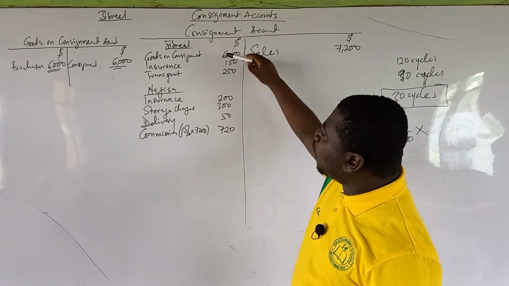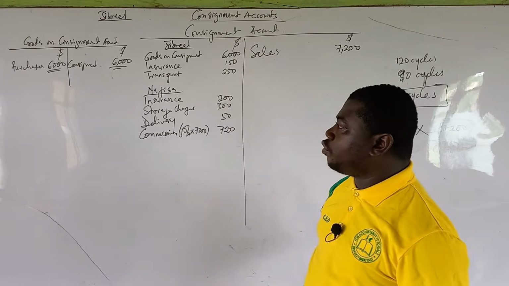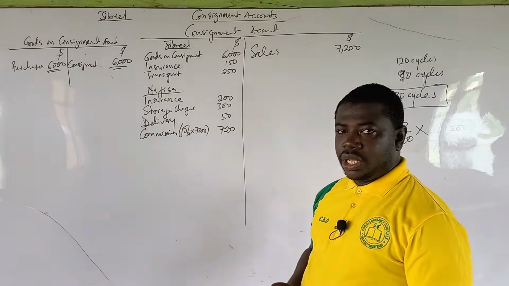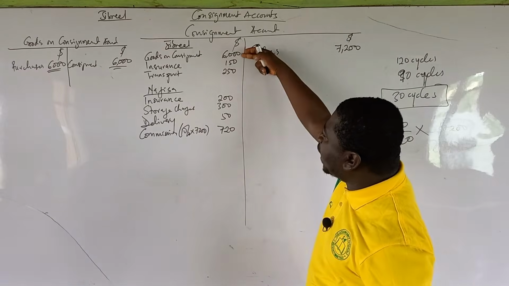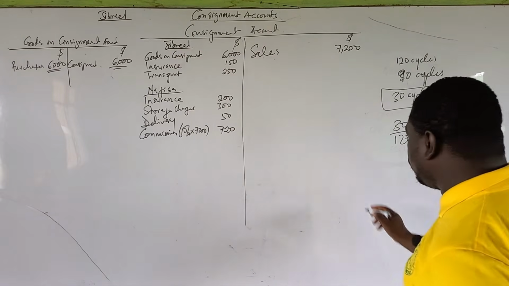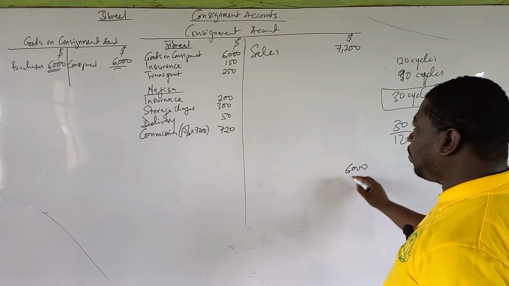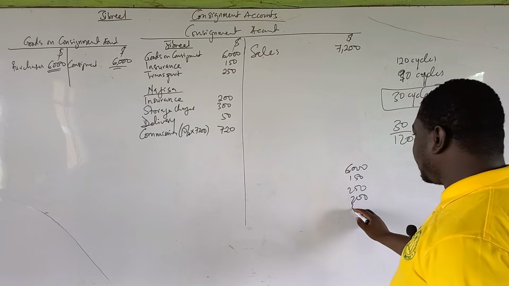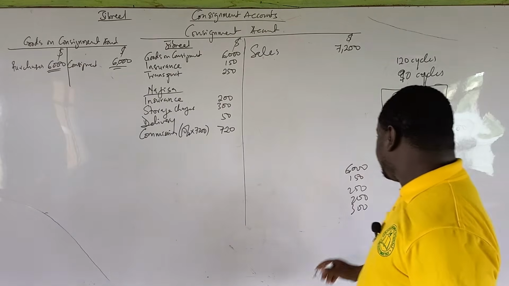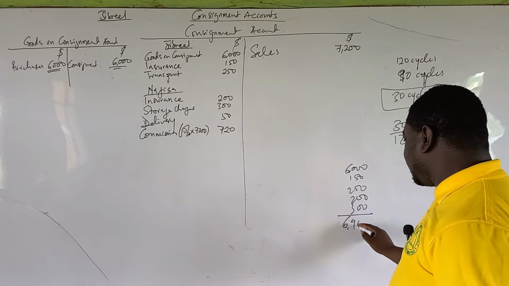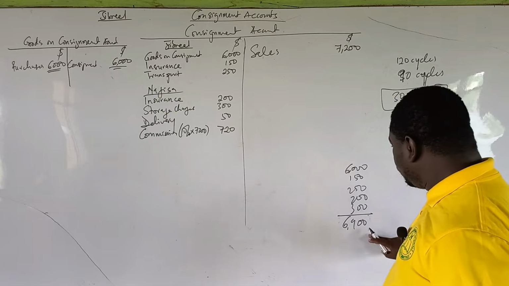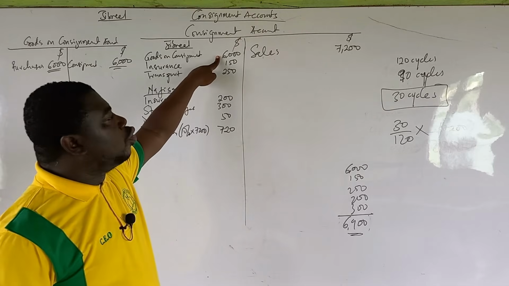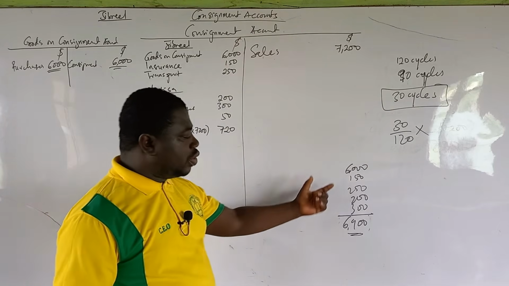So in other words, we are going to pick 1, 2, 3. And when we come to Nafisa's expenses, we pick only the insurance and the storage. So look at what I'm going to do. Let us add up all those expenses and see. We have 6,000 plus 150 plus 250 plus 200 plus 300. We add up all these, and that is going to give us 6,900. So instead of using just 6,000 to value the closing stock, we are going to use 6,900.